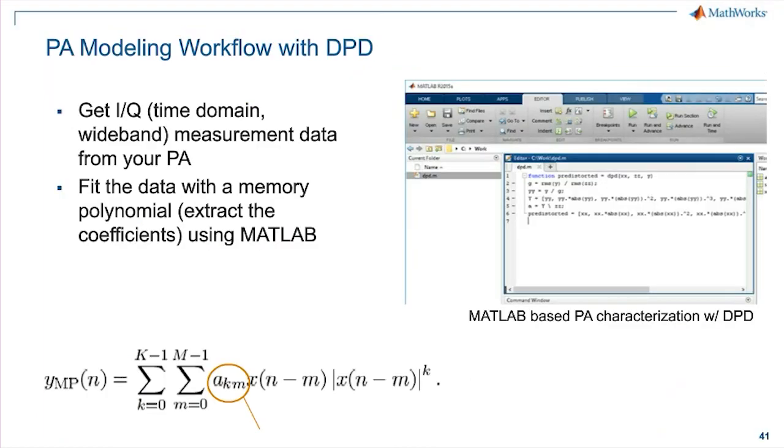So the workflow in MATLAB is very easy. You get the IQ sample time domain wideband signals from your power amplifier into MATLAB, and then you use a lookup table to fit this polynomial, this Volterra type polynomial, and this matrix A with the data that you have. There are multiple polynomial fit algorithms in MATLAB. You see the one line here. It implements this exact algorithm with 5 lines of MATLAB code for implementing the DPD.